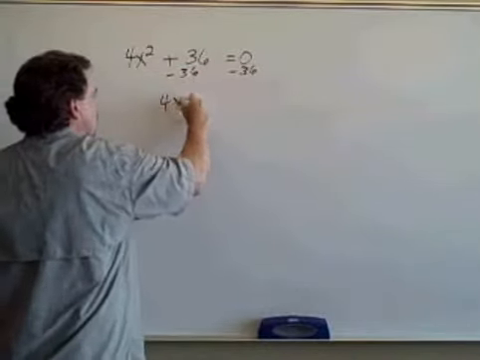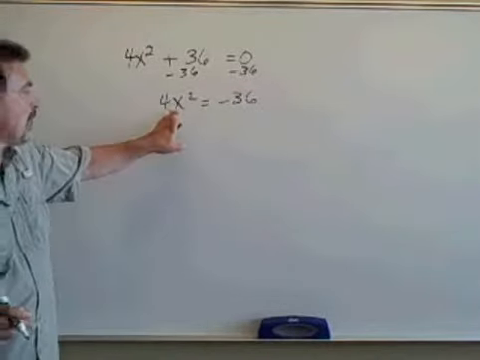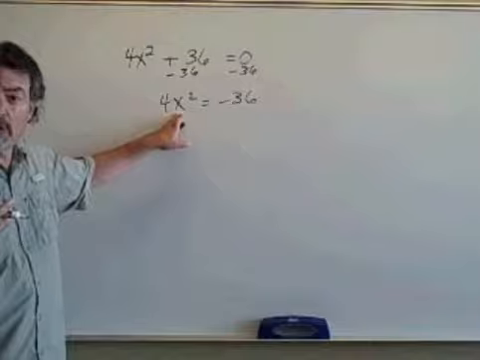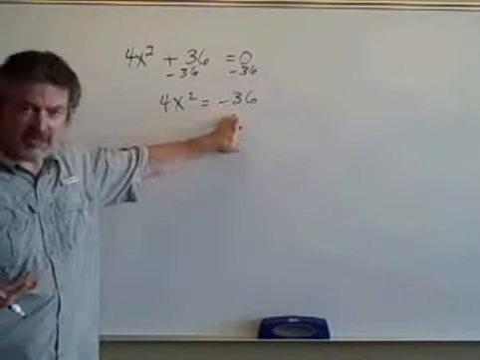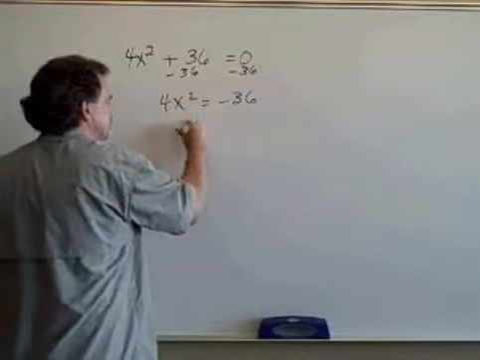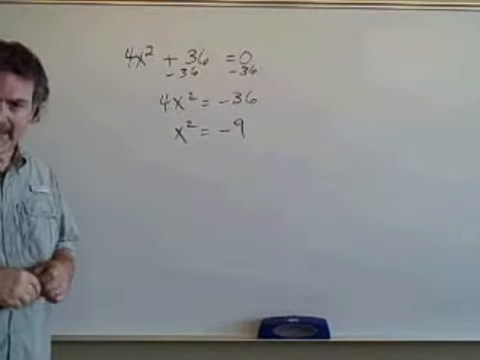And I have 4x squared equals negative 36. I want to isolate it completely, so that means I want it to have a coefficient of 1. So I'm going to divide both sides by 4, which gives me x squared equals negative 9.